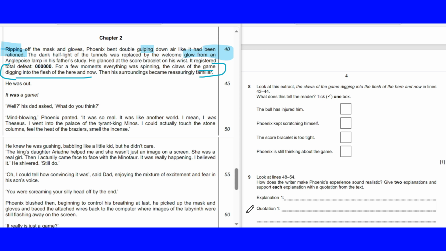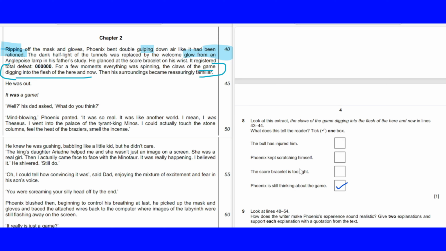Alright, so let's check out the answer, guys. So yeah, Phoenix is still thinking about the game. That is the meaning of this extract, this sentence. Alright, let's move on to question 9.